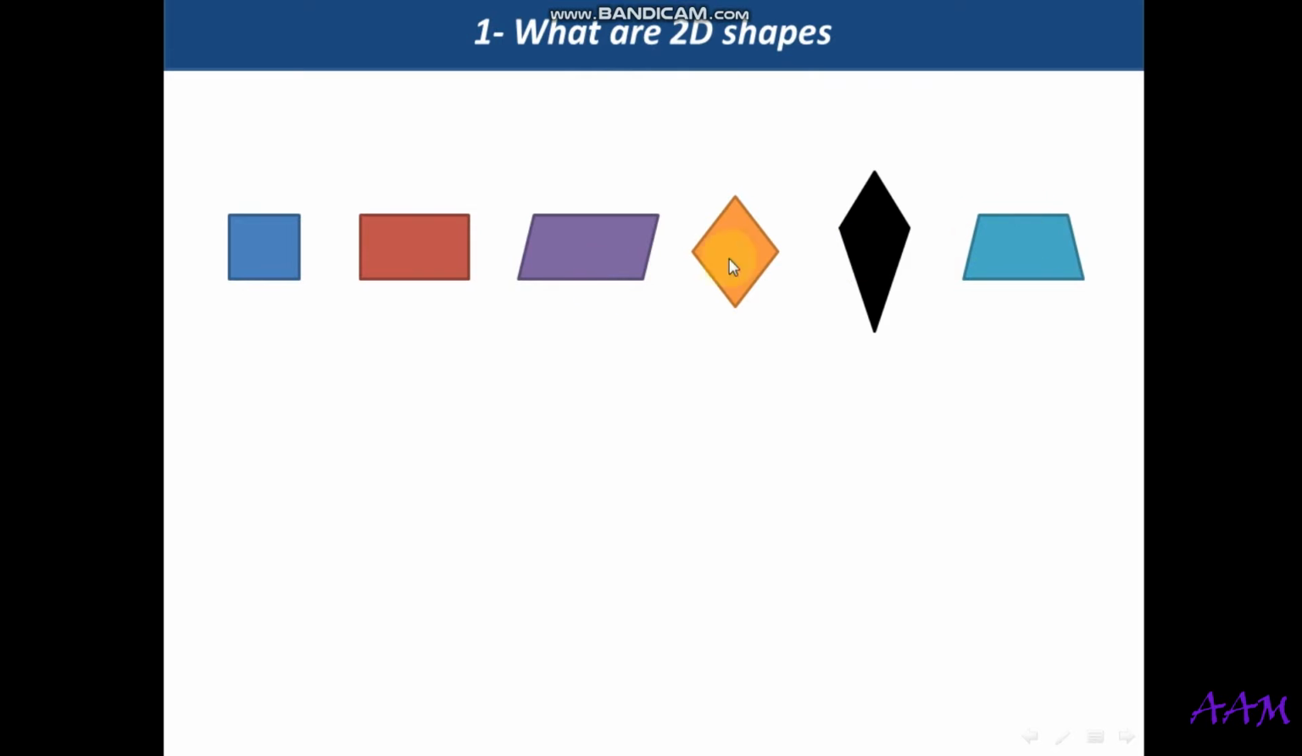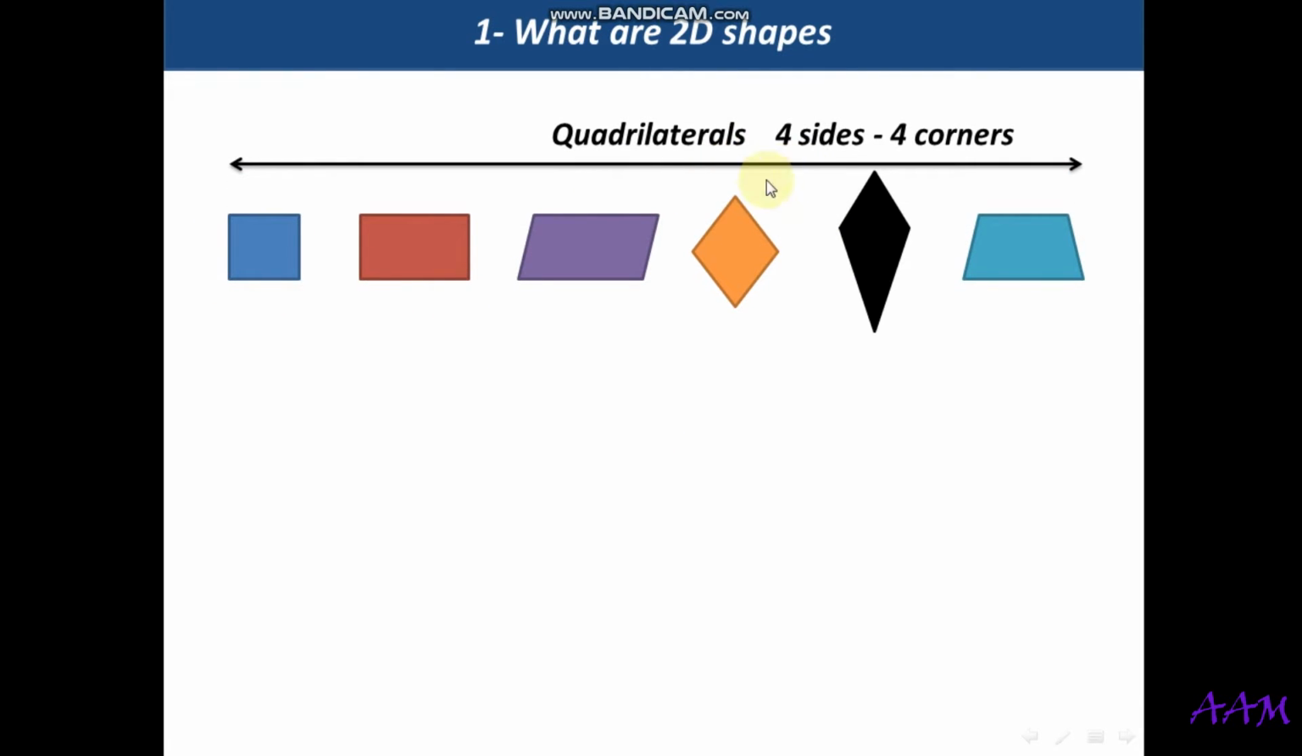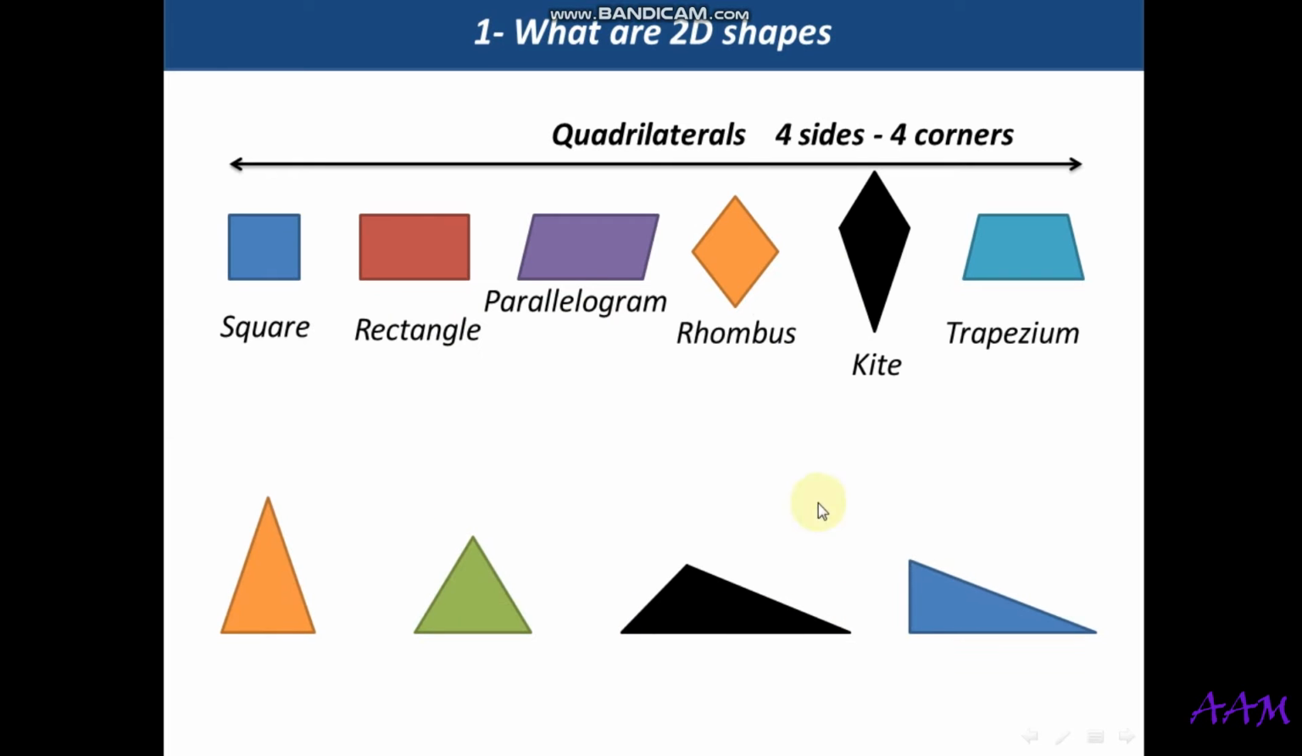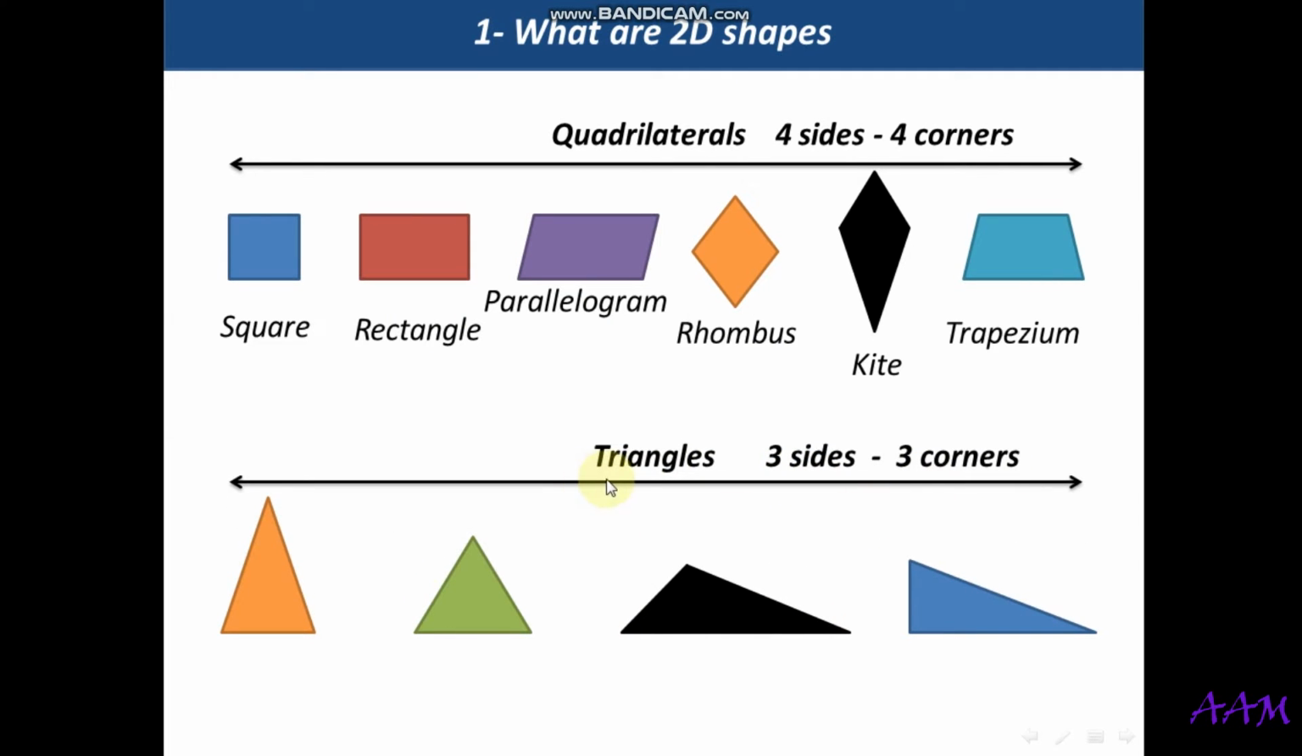These are two-dimension shapes. They have length and width, all of them. We call them quadrilaterals because they are four-sided figures with four corners. All these shapes have four sides and four corners, but they have special names also: square, rectangle, parallelogram, rhombus, kite, and trapezium. And these are triangles, and we call them triangles because tri means three. That means they have three sides and three corners.